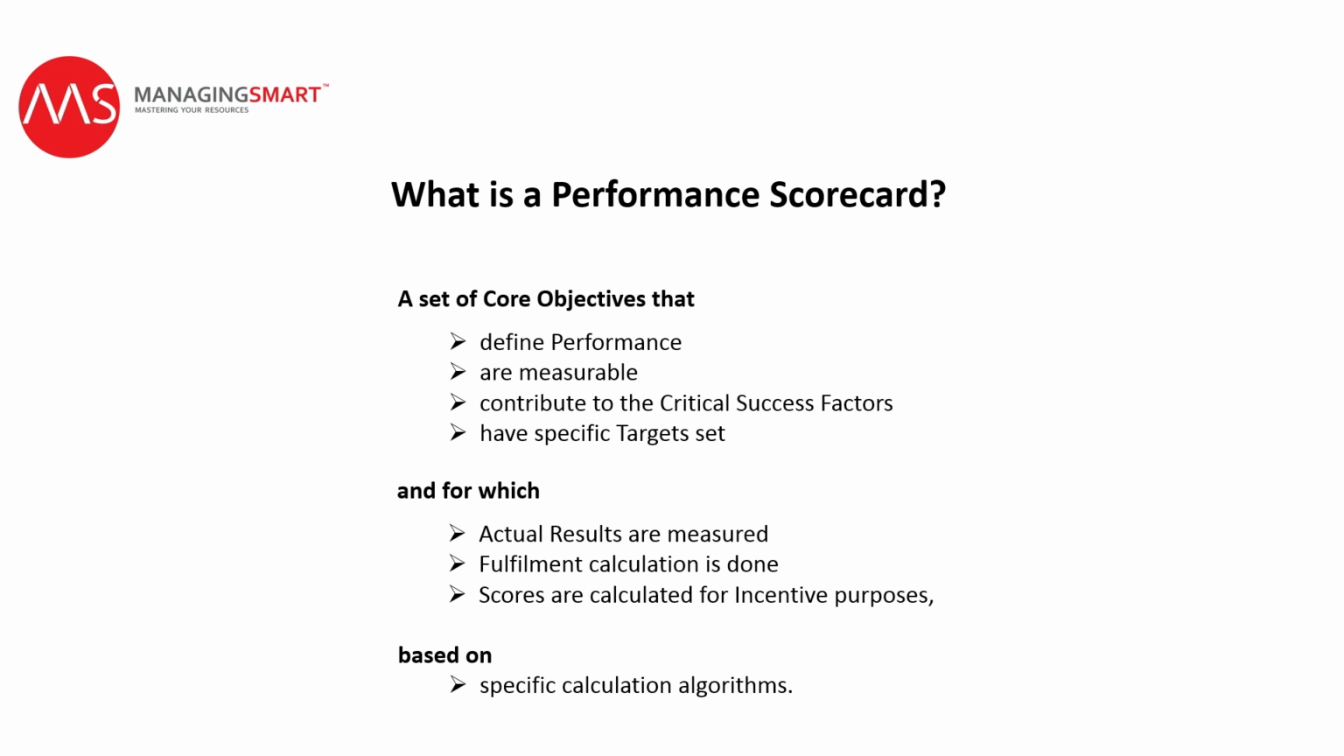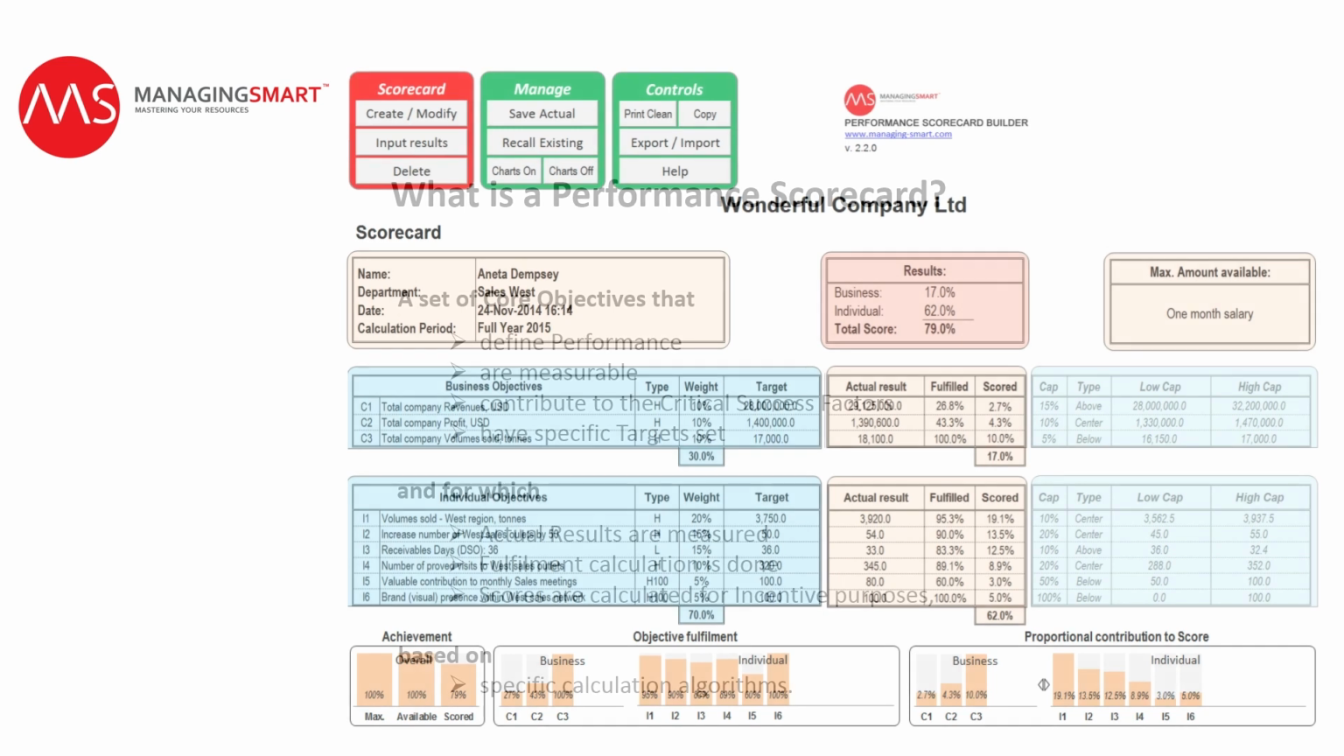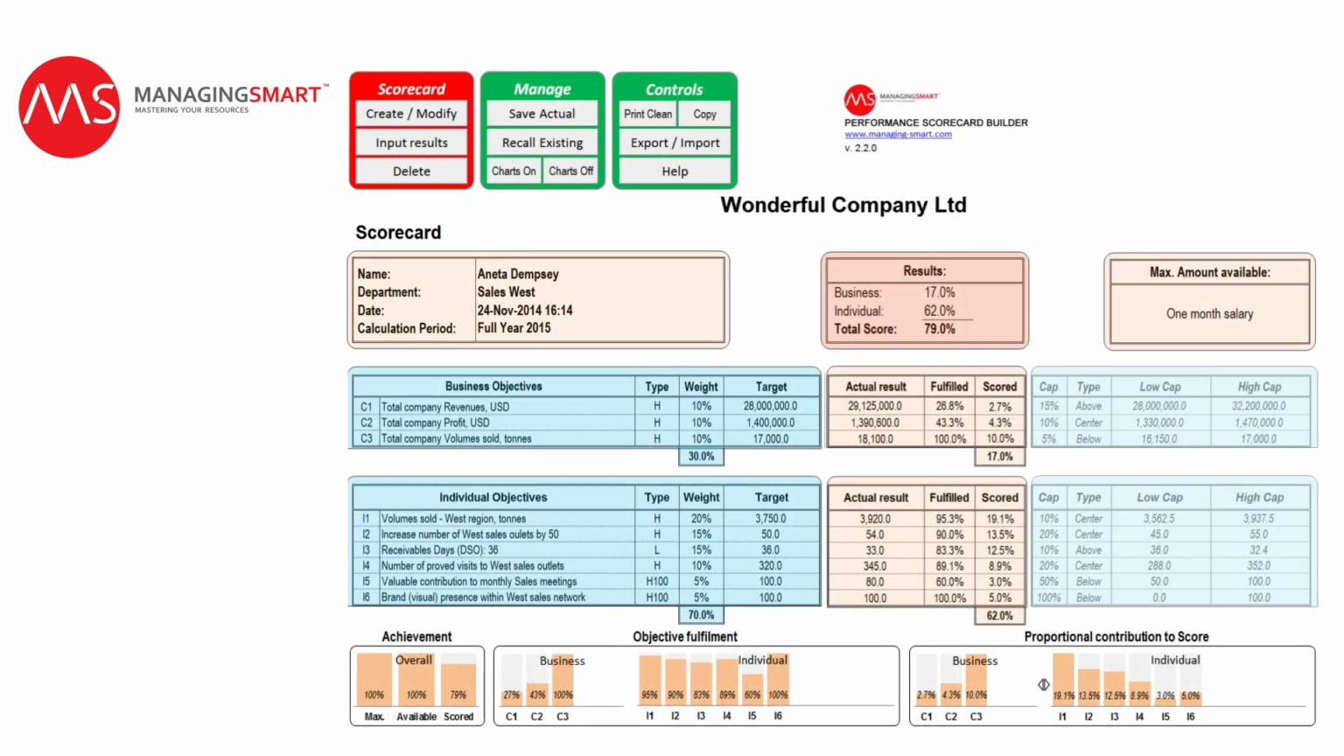Apart from a thorough evaluation of the efficiency, performance scorecards are actively used in implementing incentive schemes meant to enhance the high performance and to reward it accordingly. Managing Smart proposes a comprehensive, one-page performance scorecard builder with complex algorithms managed inside the application according to the input made by the user via a simple and intuitive interface.